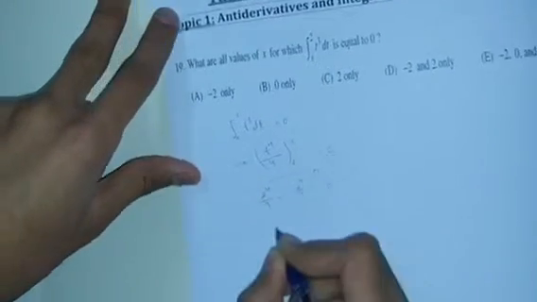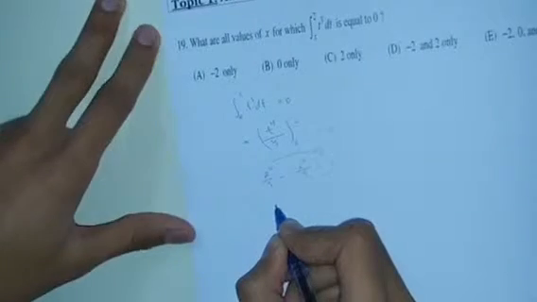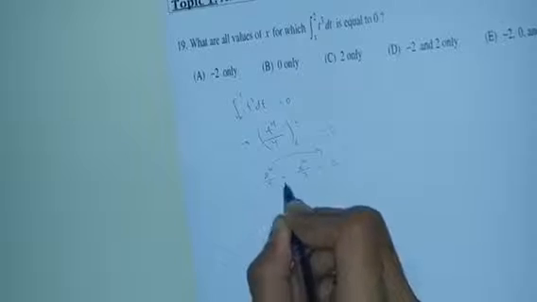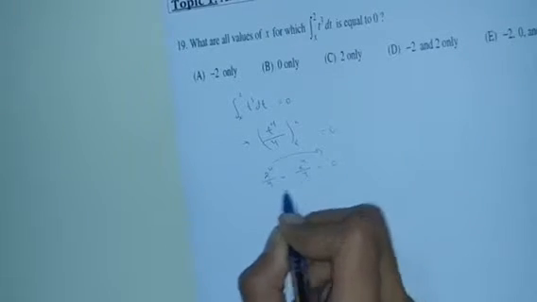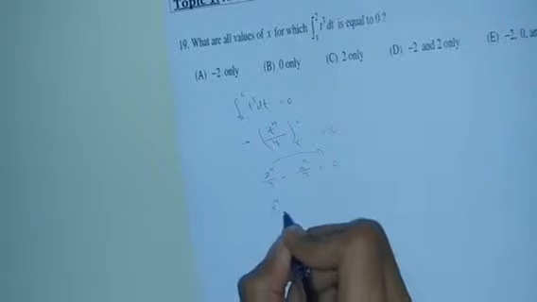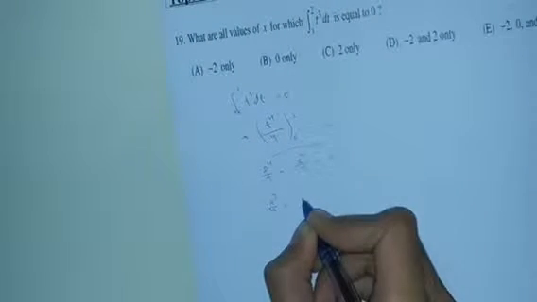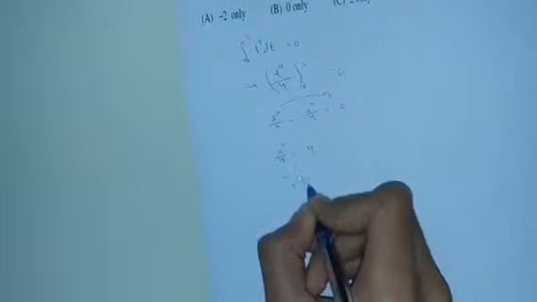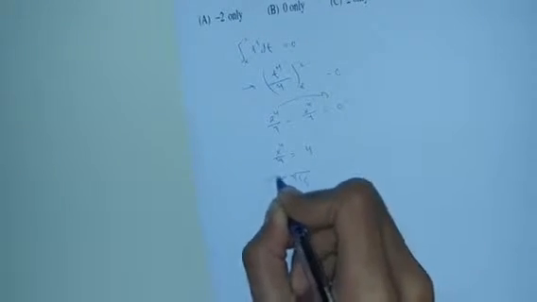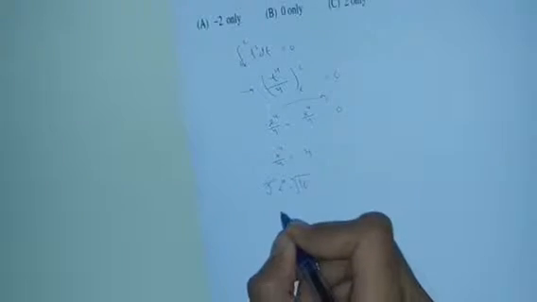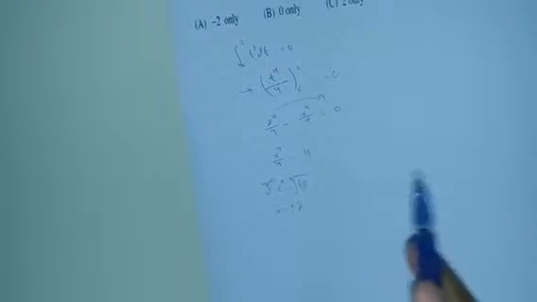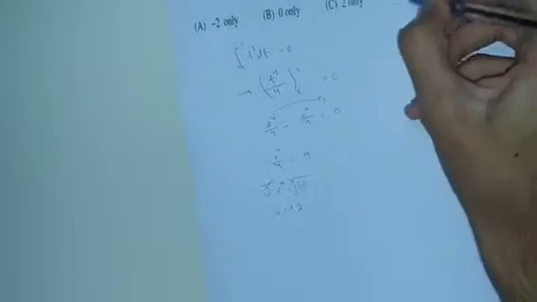Taking this to the other side and dividing by -1, we'll have x to the power 4 divided by 4 equal to 4 times 4. So x to the power 4 is equal to 16, take the fourth root to cancel the power 4. x is equal to plus or minus 2. So the answer, as you can see, is D.